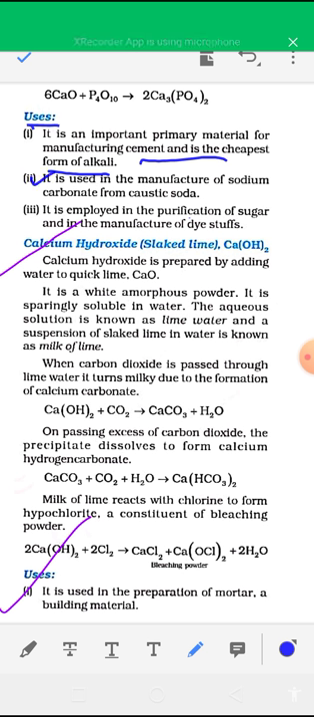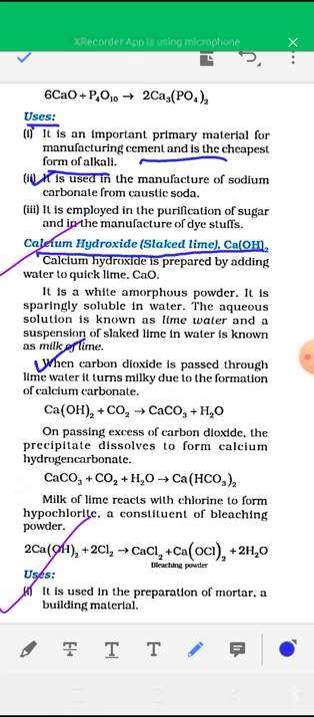Okay, now the second compound is calcium hydroxide or slake lime. It is obtained from calcium oxide. Okay, when calcium oxide reacts with water, it will produce calcium hydroxide, quick lime to slake lime. And slake lime is a white amorphous powder. It is sparingly soluble in water. And the aqueous solution of slake lime is known as lime water.